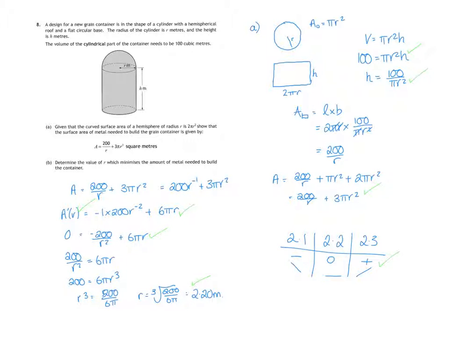And then the last thing you need to do is interpreting a result. So here we need to put that in. So the minimum amount of metal is when the radius is 2.2. And that gets you the last mark. And that is question 8.